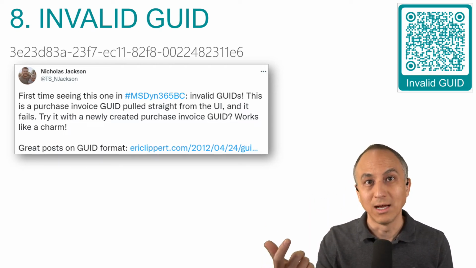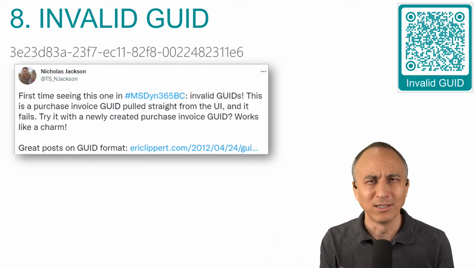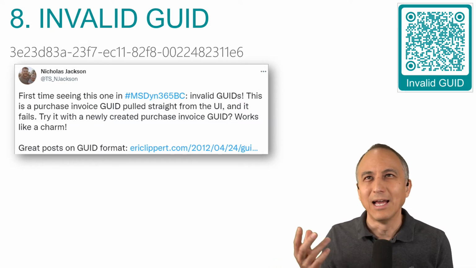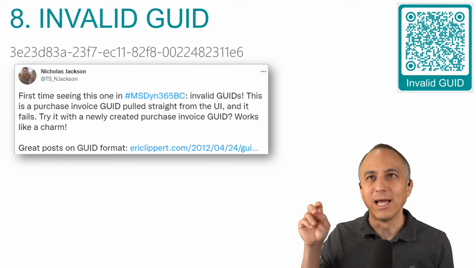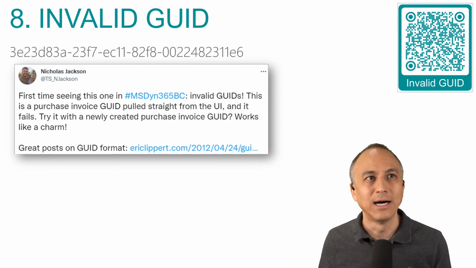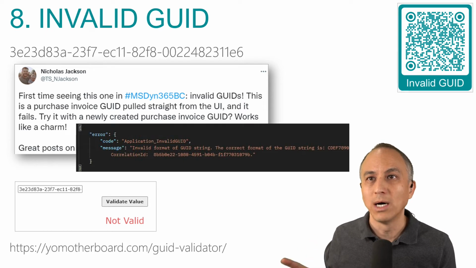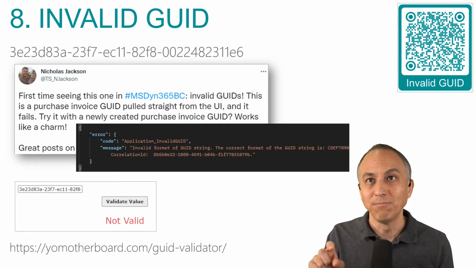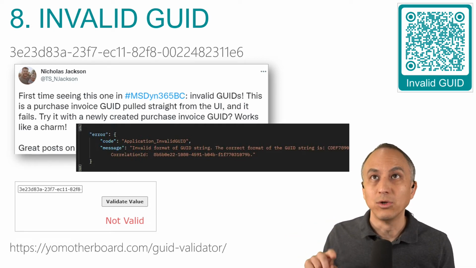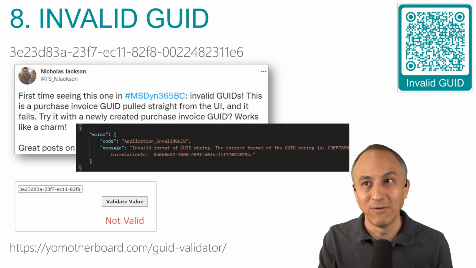He tried to query that through the web API, and he got a response that it was an invalid GUID. And he's like, what? So if you take this GUID up on the screen here and you check it on a GUID validator, you may find, it depends on the validator, but I found one here, yomotherboard.com GUID validator, that does a certain checksum validation. And sure enough, this 23F7 EC11 82F8 GUID from Business Central is not valid.